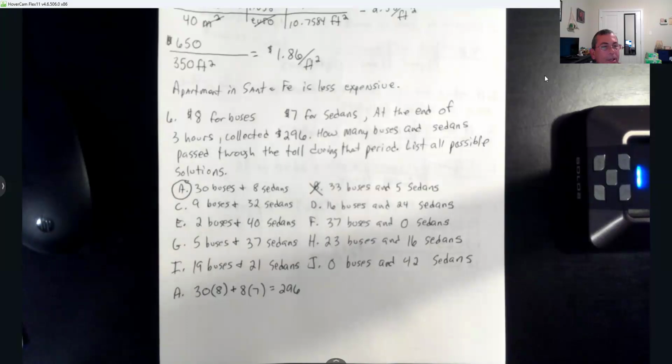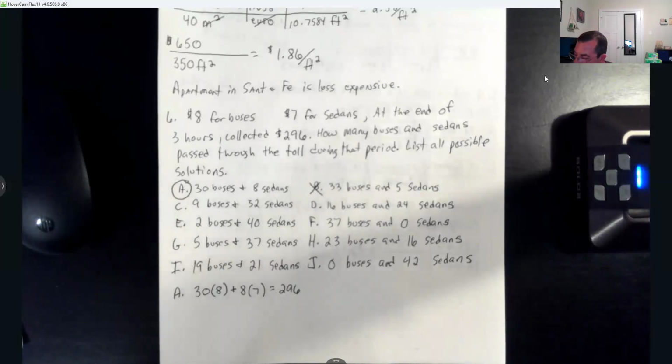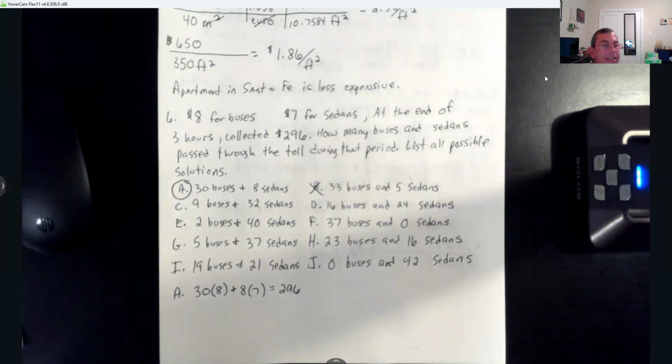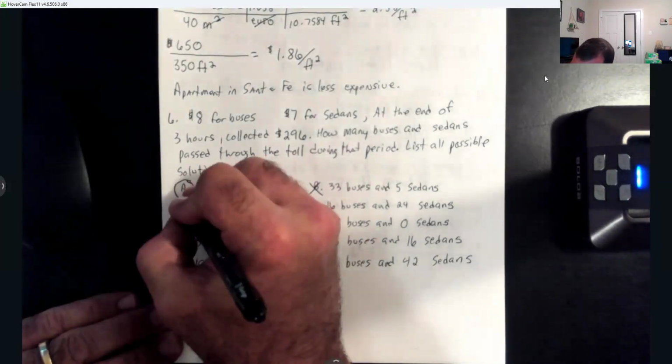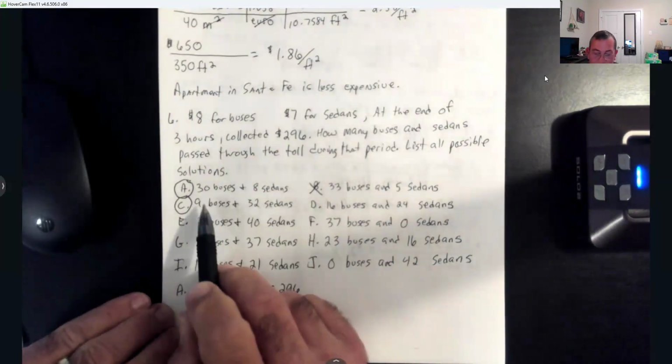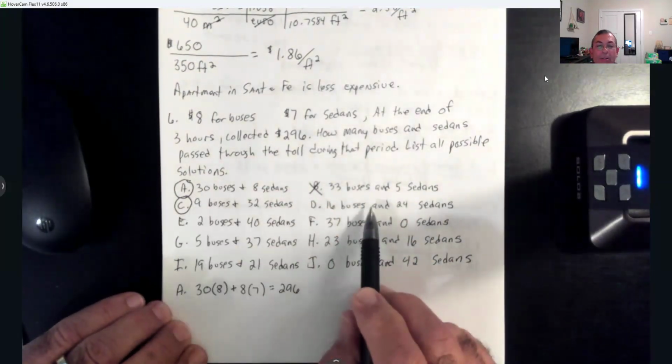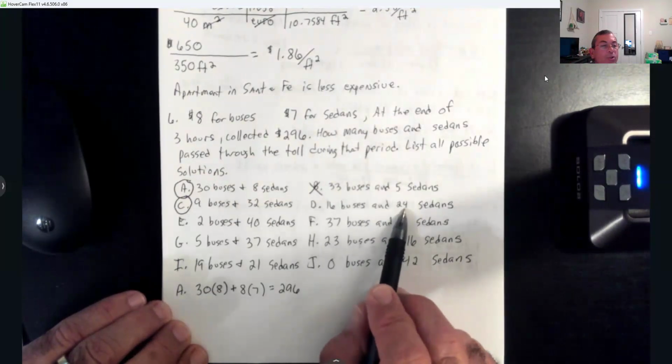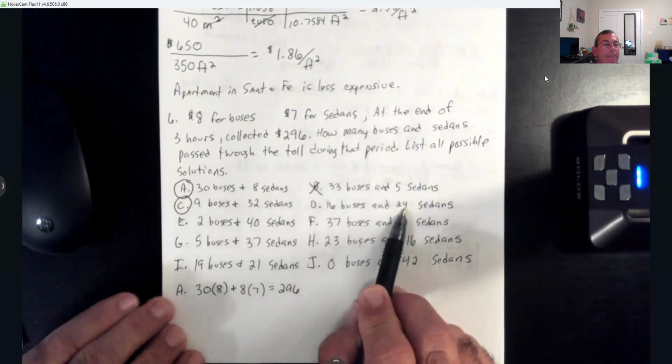So which one are y'all doing? I'm seeing a lot of yeses. So y'all are doing C. C is definitely 296. Good job. So C is a possible outcome. How about D, 16 buses and 24 sedans?